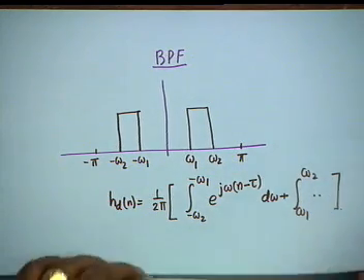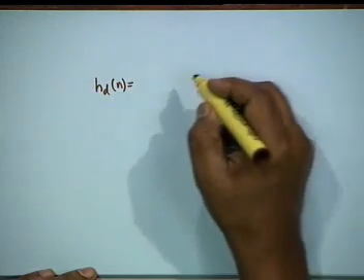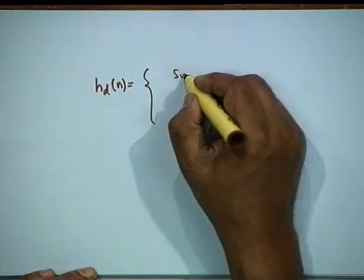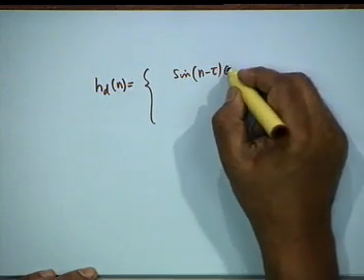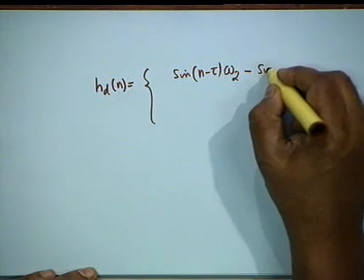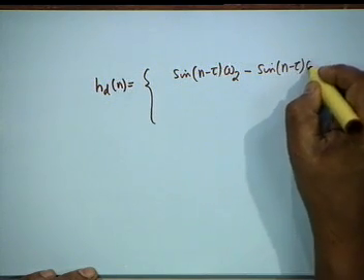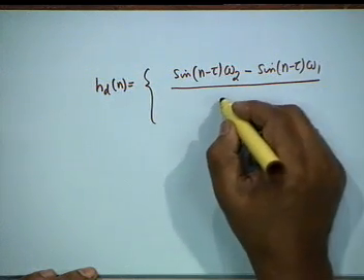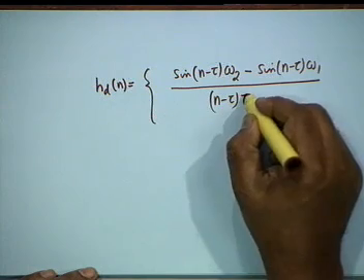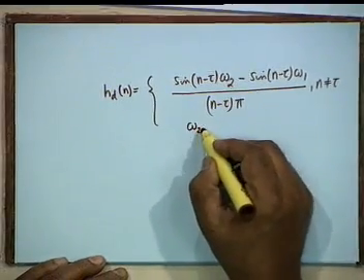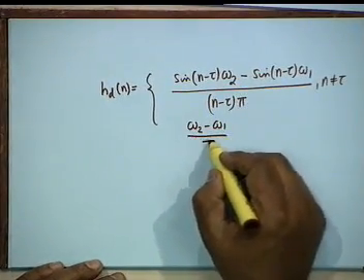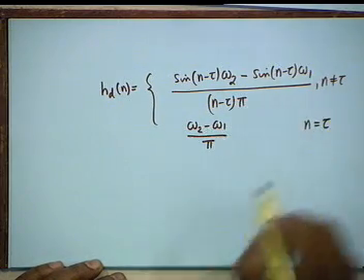And this, if you calculate this, it comes out as HD(n) equals sine of (n minus tau) omega 2 minus sine of (n minus tau) omega 1, divided by (n minus tau) pi, n not equal to tau, and it is simply the bandwidth omega 2 minus omega 1 divided by pi if n is equal to tau.